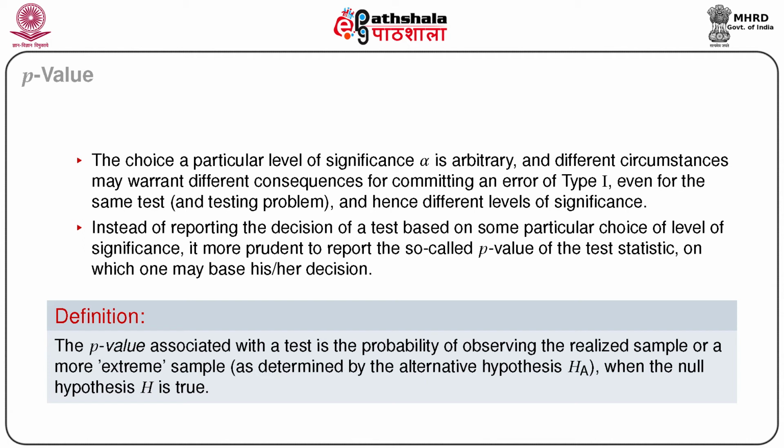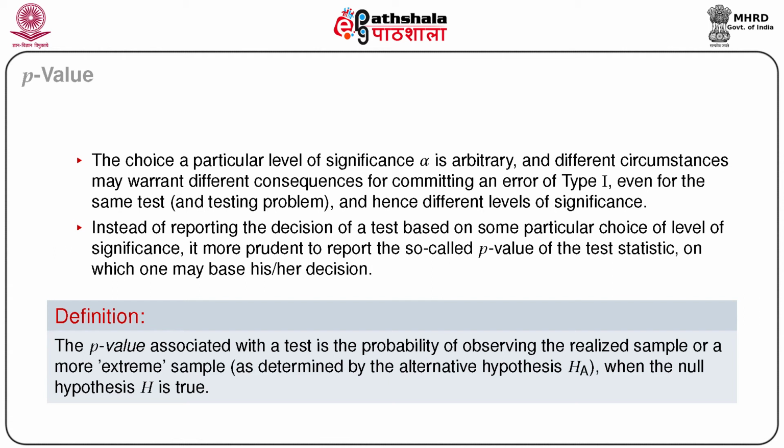Instead of fixing the level of significance alpha, one can obtain the level actually obtained by a test. This is called the p-value of the test. If the test is an upper tail test based on capital Tx, then the p-value is defined by L plus x, which is equal to probability under theta, Tx greater than or equal to the observed value of Tx.